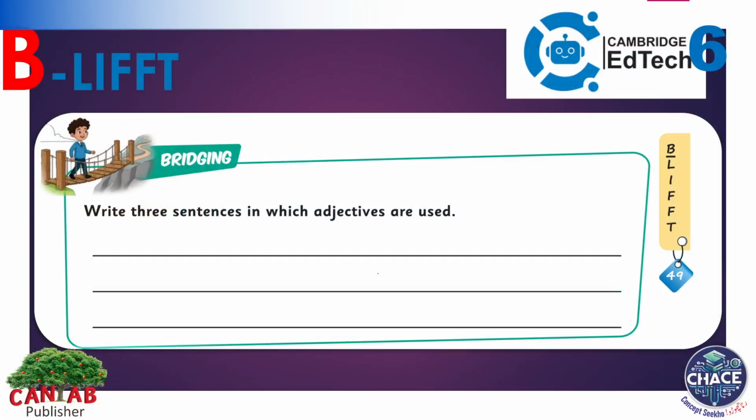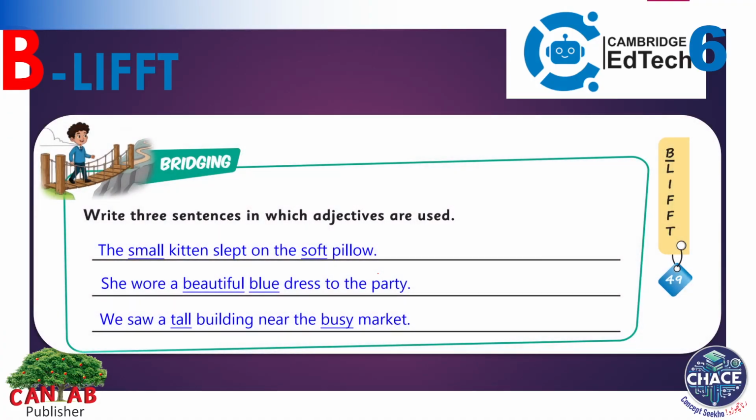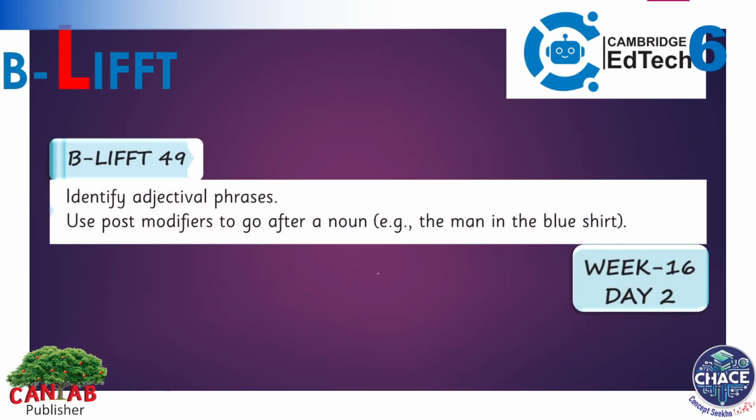Let's start our lecture. Here we have bridging. I hope you have solved it and here is the answer of that bridging. We are going to discuss BLIFT number 49 and the learning outcomes are: identify adjectival phrases and use post modifier to go after a noun. The man in the blue shirt.